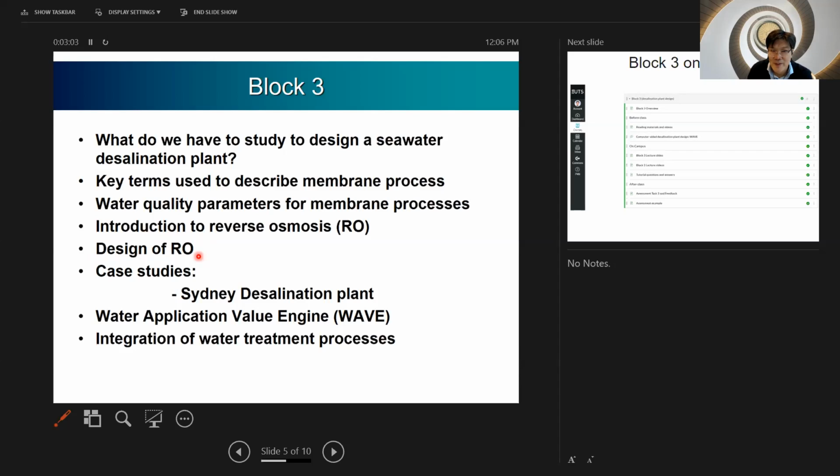So we will very much focus on this reverse osmosis, and we will design a desalination plant, let's say the Sydney desalination plant, utilizing the Water Application Value Engine. WAVE is a very useful software to design reverse osmosis. So we will utilize this free software.